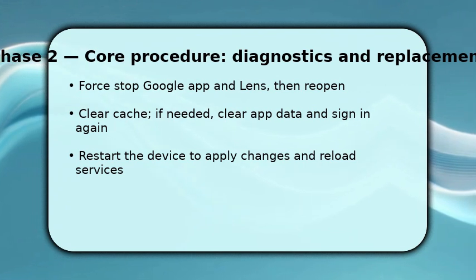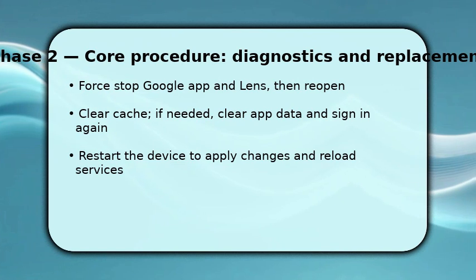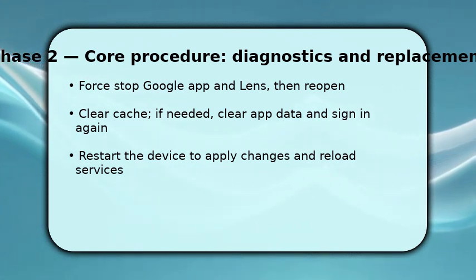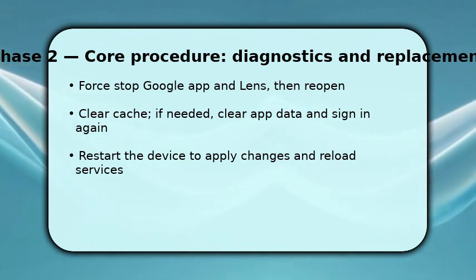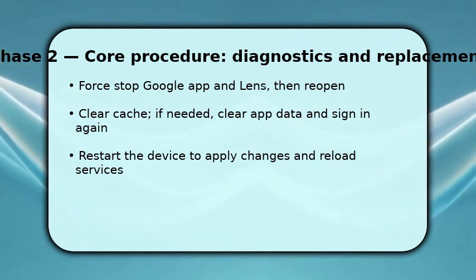Once cleared, restart the phone to ensure services reload cleanly and camera drivers reinitialize. After reboot, open Lens and grant any prompted permissions again. This sequence removes corrupted temporary files and often restores normal functionality.